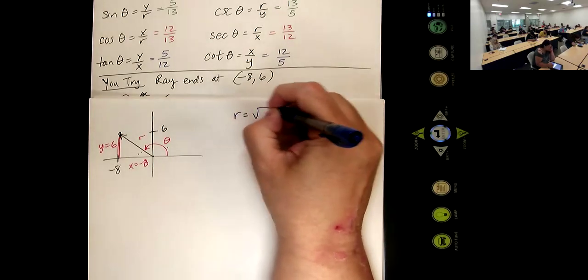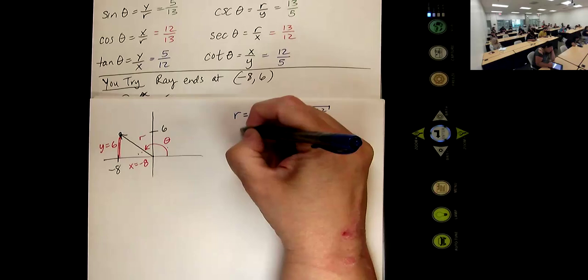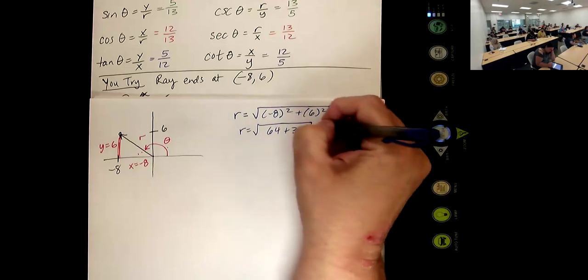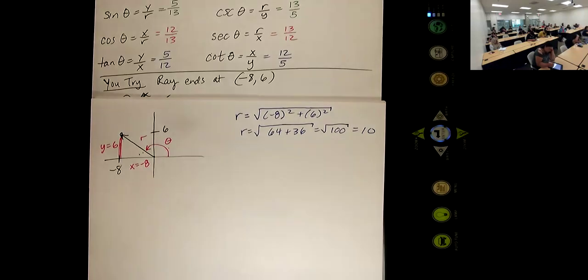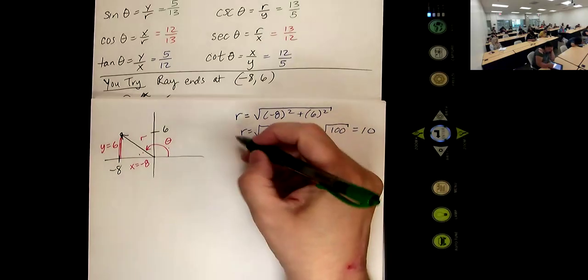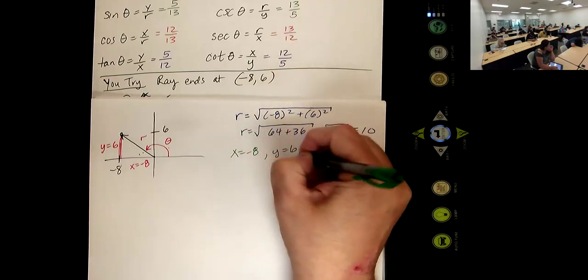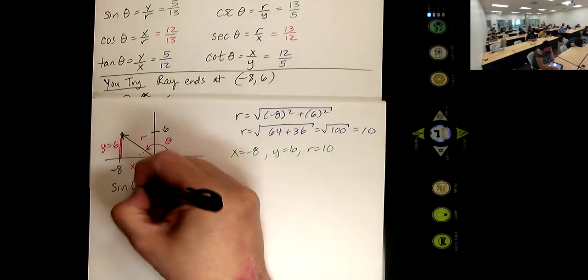R is the square root of -8 squared plus 6 squared, which is 64 and 36. Square root of 100 is 10. So if I write down my values, I've got x equals -8, y equals 6, and r equals 10. And we can start doing our values here.